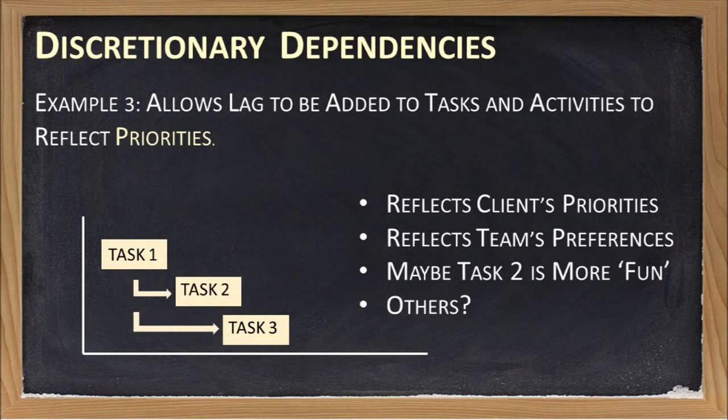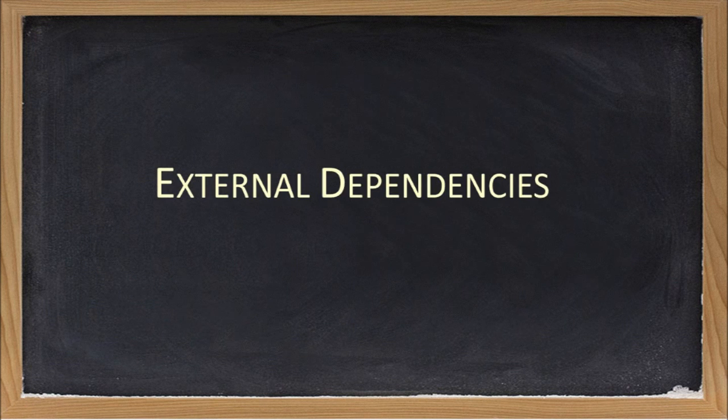The last example of discretionary dependencies that I want to look at is one that reflects the priorities of the project's internal and external stakeholders. In these types of dependencies, tasks might be delayed or reordered based purely on the client's priorities or the team's preferences as to which tasks they want to do first. Often project managers will place a higher priority on doing the more difficult or risky tasks first and saving the easier or lower risk tasks until later in the project. That was our quick look at discretionary dependencies.